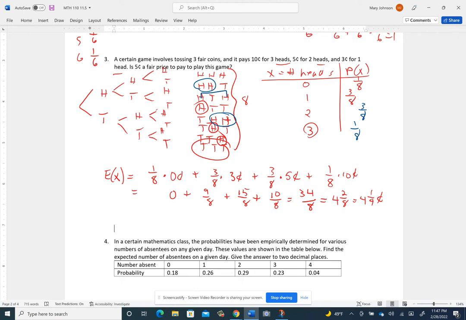So now the question is, is 5 cents fair? And the answer would be no, because your expected winnings are 4 1/4 cents. But if you paid 5 cents, do you see how your expected net winnings would be negative 3/4? Okay, that would be unfair against the player. So if you wanted it to be fair, you would have to charge 4 1/4 cents, which you really couldn't do.